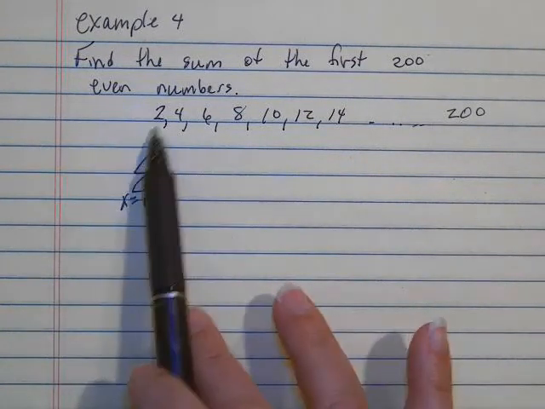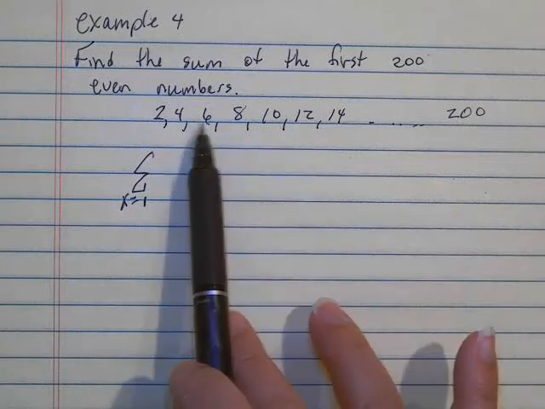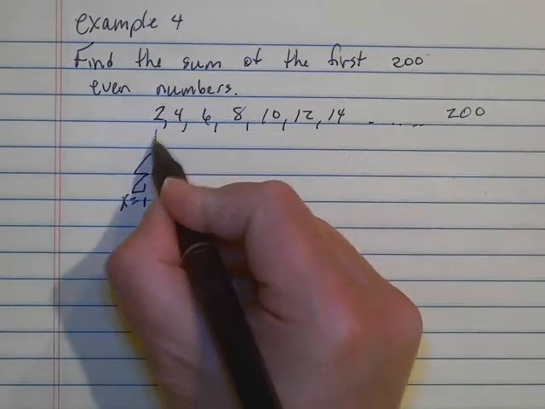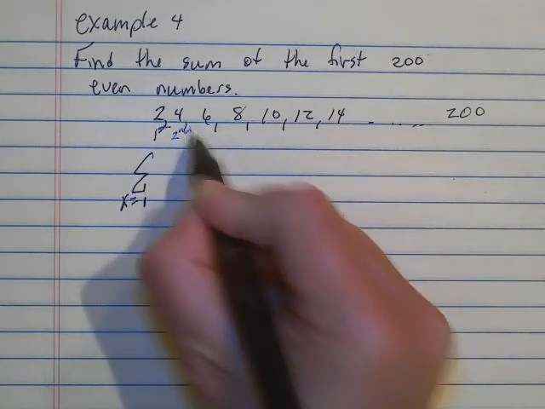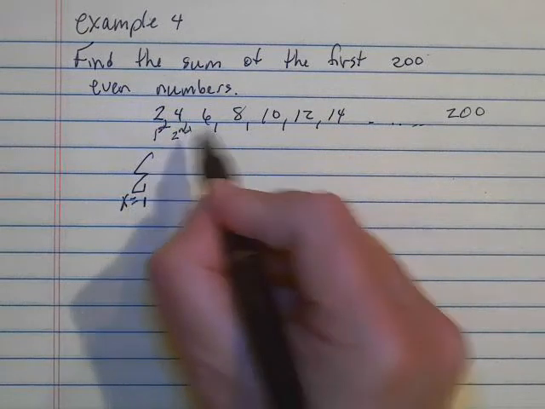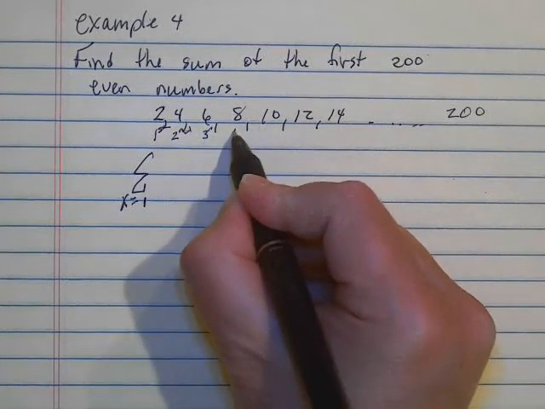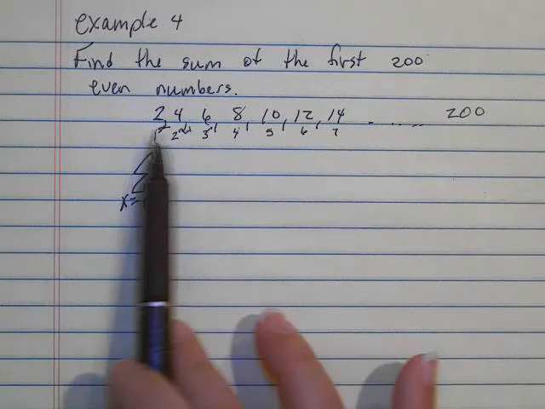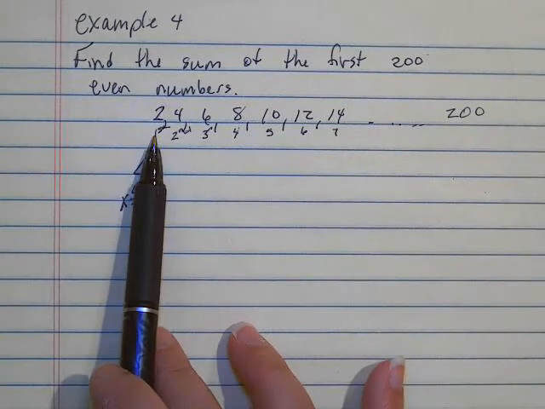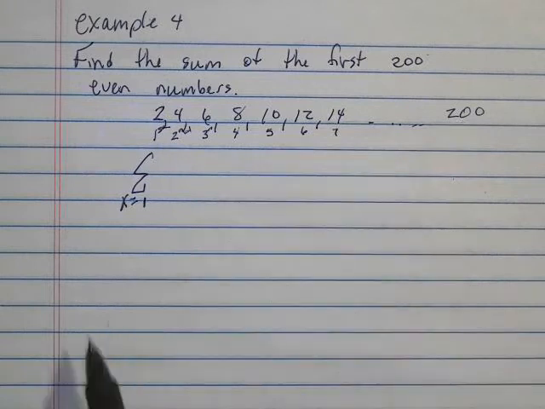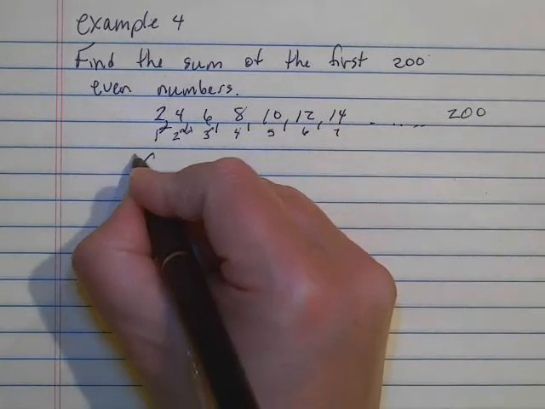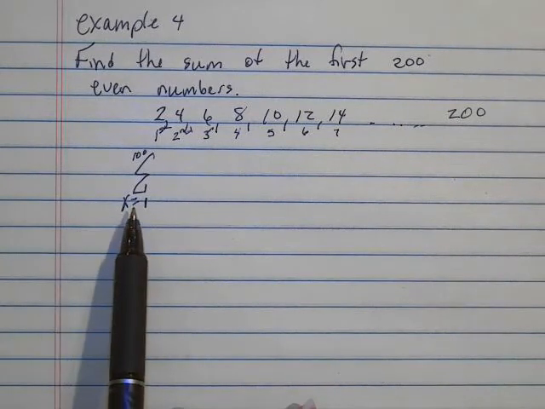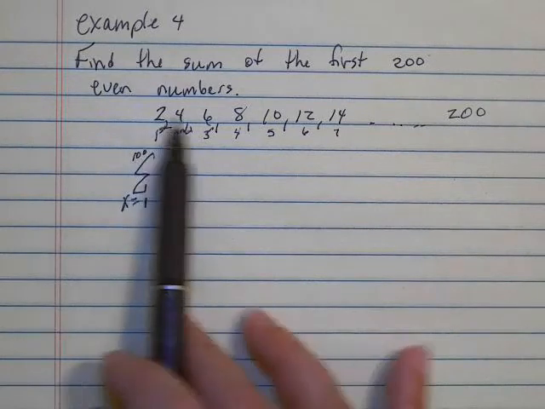But then I have to think about what term number the last number would be. So for instance, if I called this the first term, 4 would be the second term. Not the fourth term, it would be the second term. 6 would be the third term. 8 would be the fourth term, fifth term, sixth term, seventh term. So if we're going from 2 to 200 and we name the number 2 our first term, then 200 would be the 100th number. So we're adding the terms 1 to 100 of this sequence.